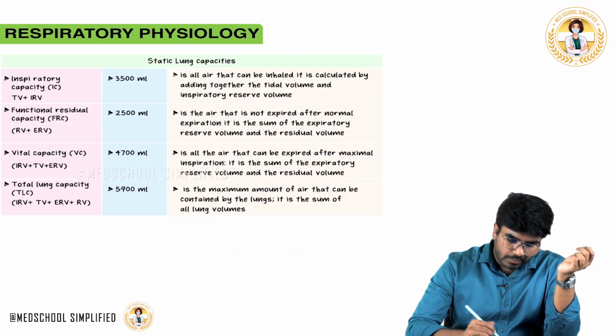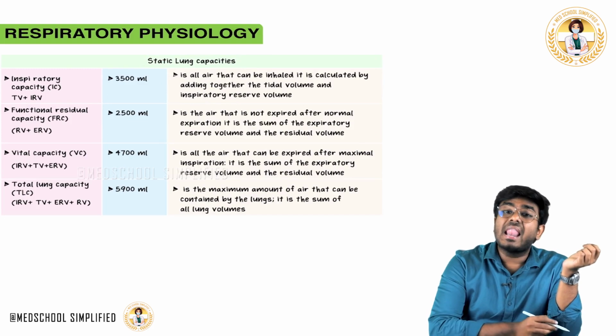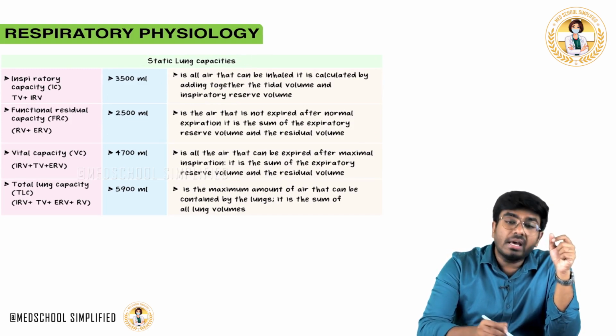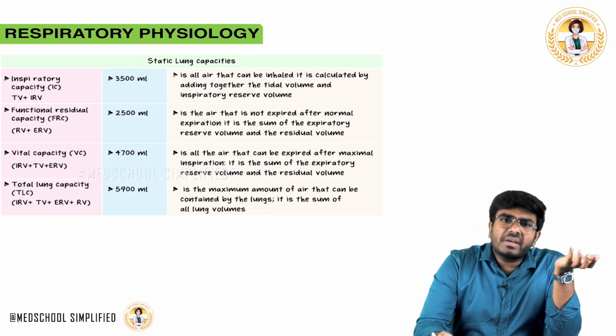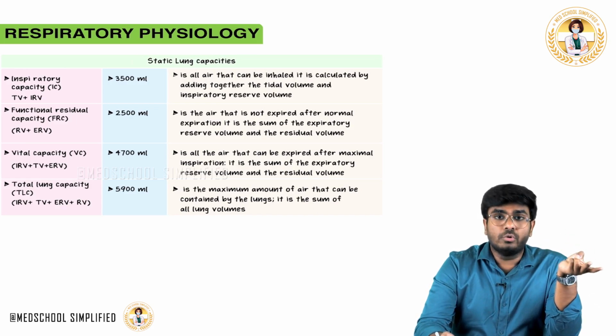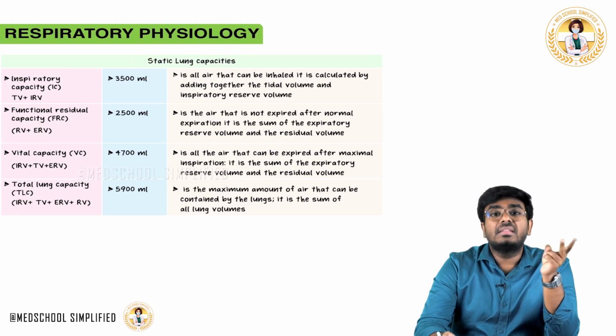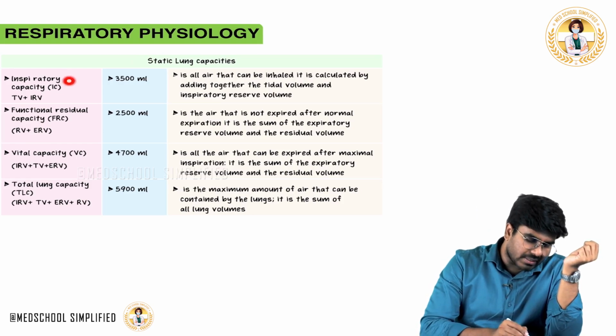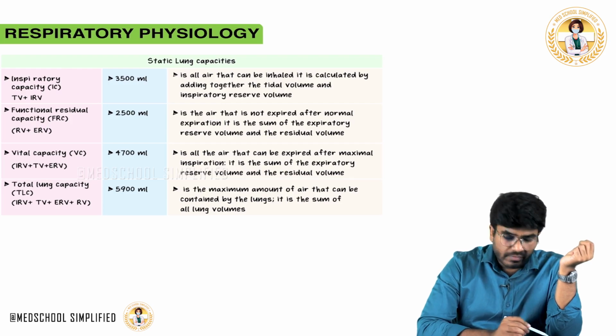After discussing the volumes, now let's discuss the lung capacities. Static lung volumes are completed. Now let's discuss the lung capacities. What are these capacities, sir? If you add 2 or more volumes, that will give you capacities. For example, how many capacities are there? Inspiratory capacity is there, which is a combo of tidal volume and inspiratory reserve volume.